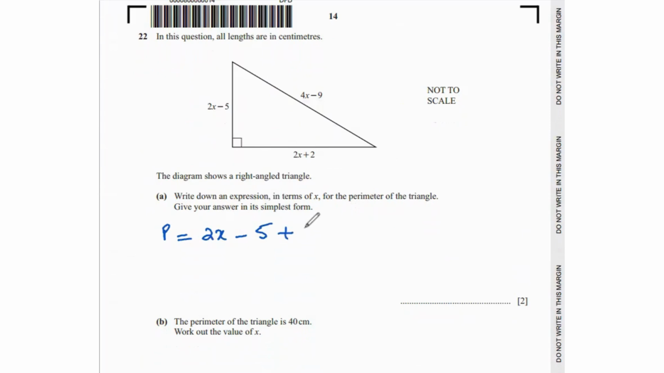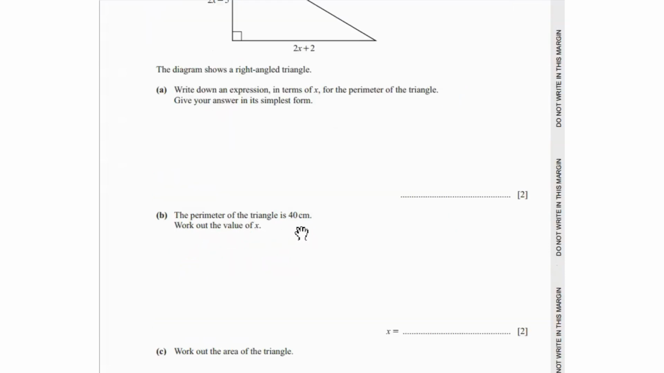2x minus 5 plus 2x plus 2 plus 4x minus 9. Combine the like terms. 2x plus 2x is 4x, plus 4x, 8x. Minus 5 plus 2 is minus 3. Minus 3 minus 9 is minus 12. So 8x minus 12 is your perimeter.